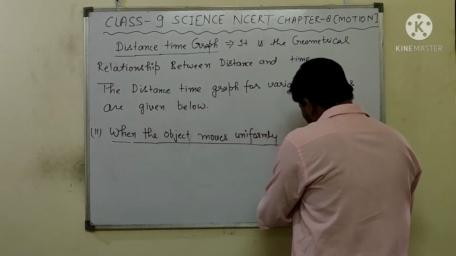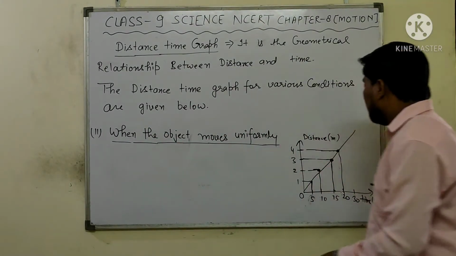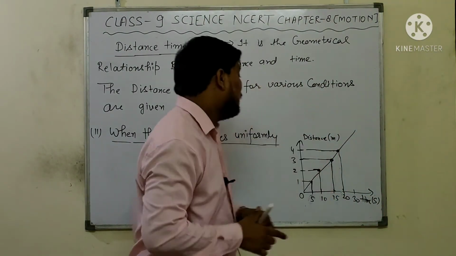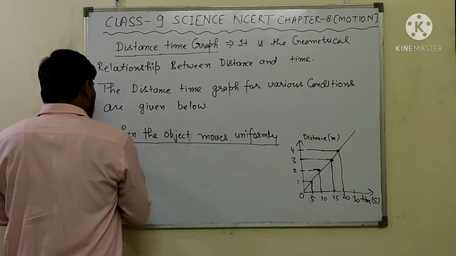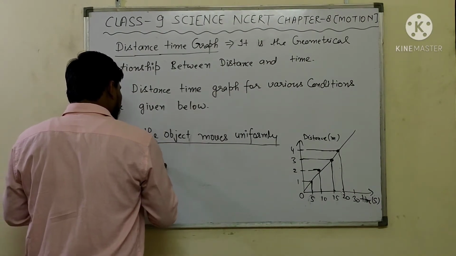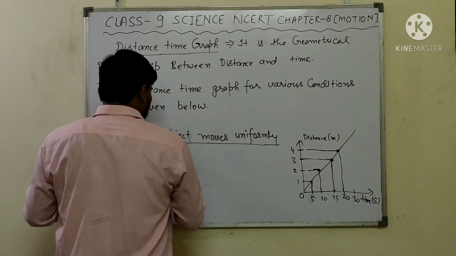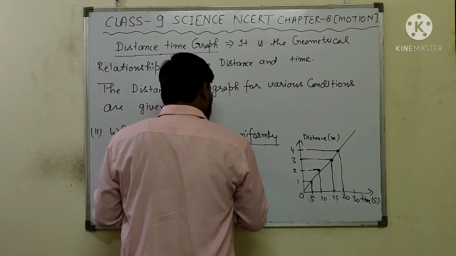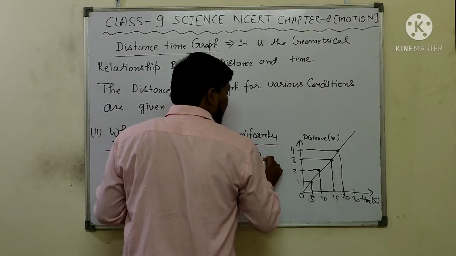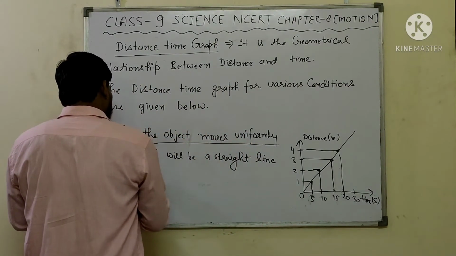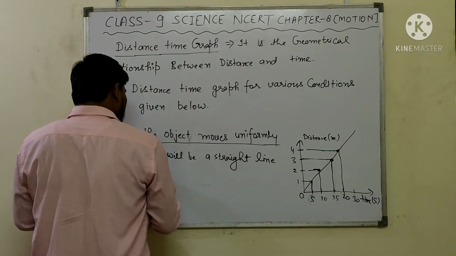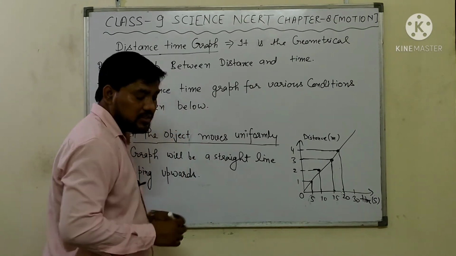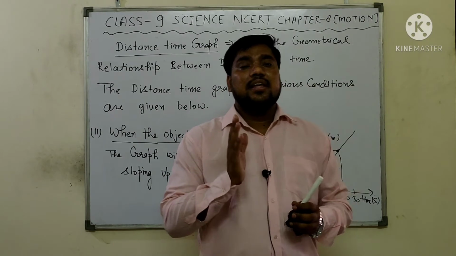Now if we join these points, what are we getting? We are getting a straight line, a sloping straight line, and the slope is upward. So what will be the graph? The graph will be a straight line sloping upwards. Or you can say the graph is an increasing straight line, making an angle with the x-axis.